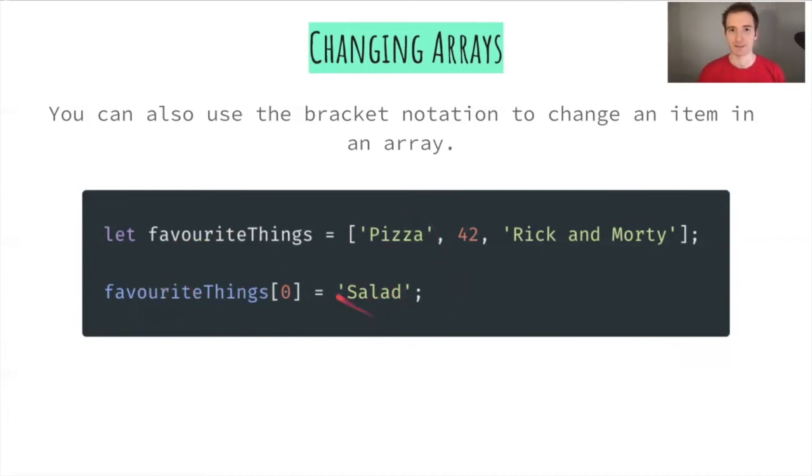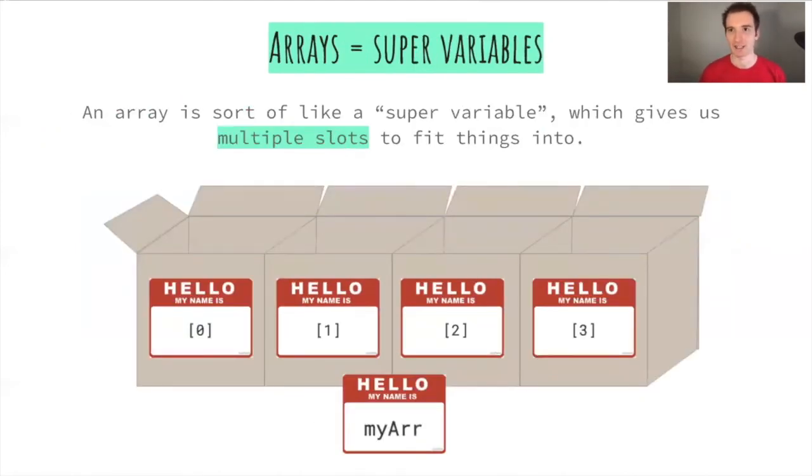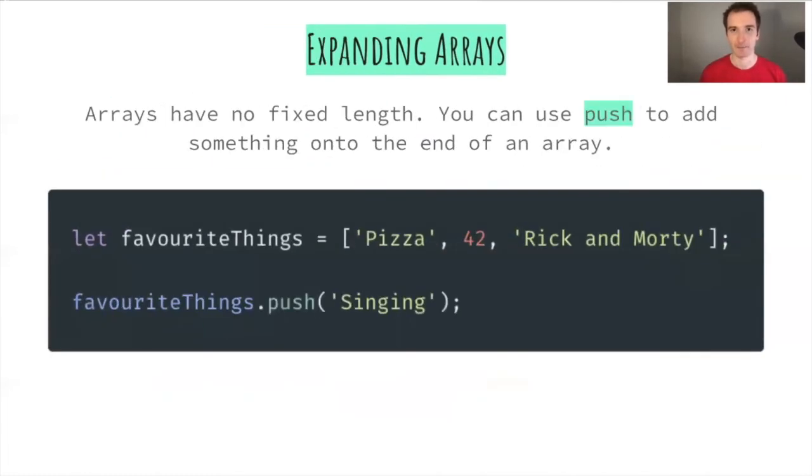So in this case, we can imagine just like with a variable where we're reassigning something, this will essentially go in here. It will kick out whatever value we have inside, and it will put this new value in its place. So doing these two lines together, we'll end up with salad, 42, Rick and Morty rather than pizza. So that should hopefully be refreshing to realize the connection between changing values in arrays and changing values in variables. They're basically the same thing.